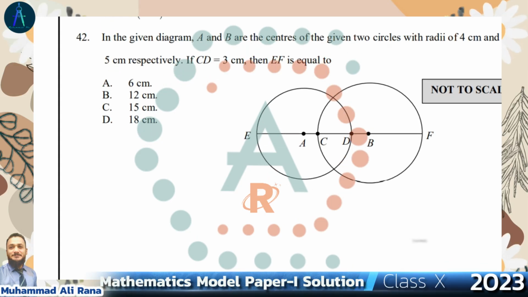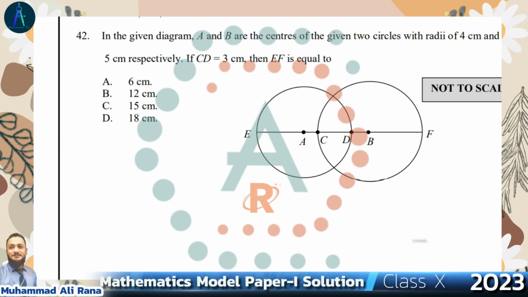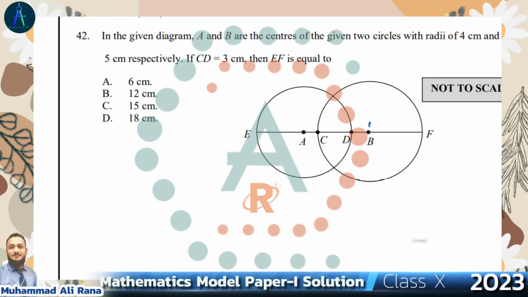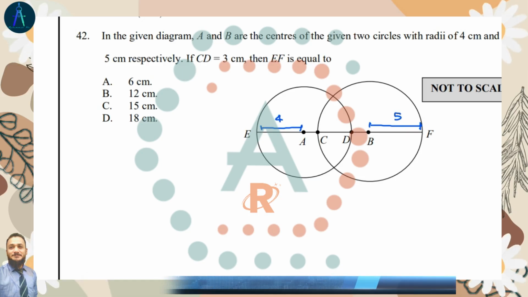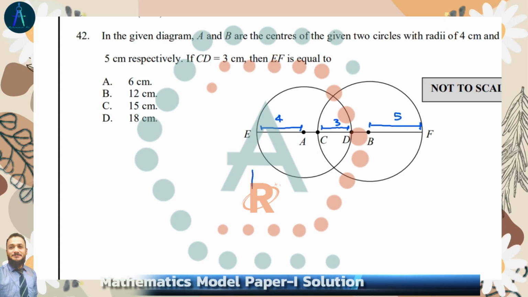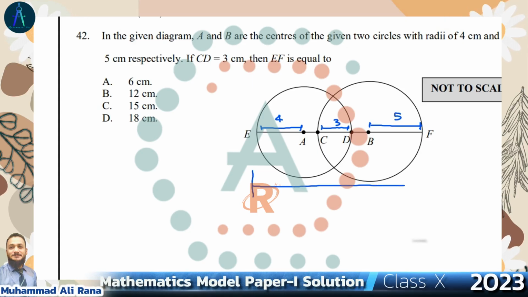Let's see question number 42. In the diagram, A and B are the centers of the circles with radii 4 and 5. So of these two circles, the radius BF is 5 and the radius of the other circle is 4. If the length of CD is 3, we have to find the value of EF, the complete length from E to F.